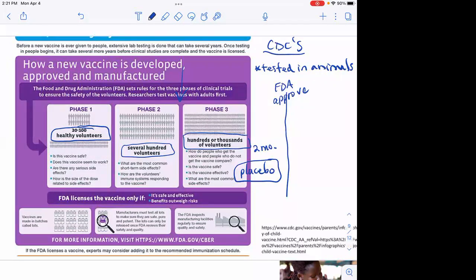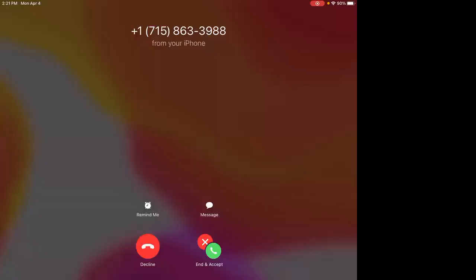Okay, but there's actually then a phase 4, which is ongoing. Any vaccine that we're using in use today is in phase 4, and that's the VARS system.